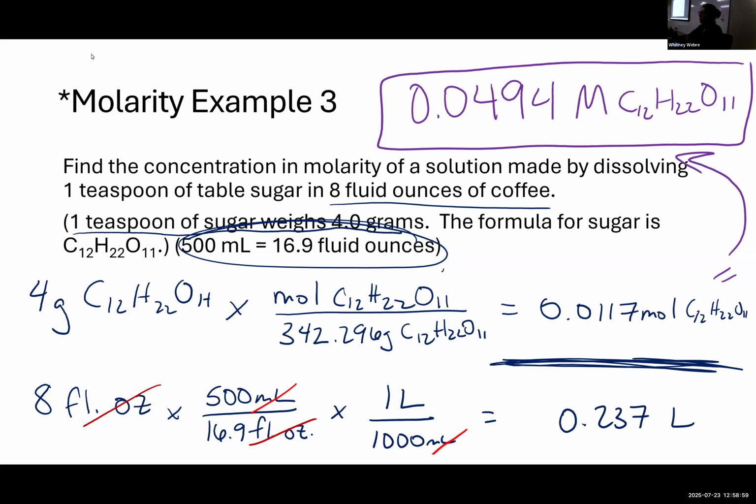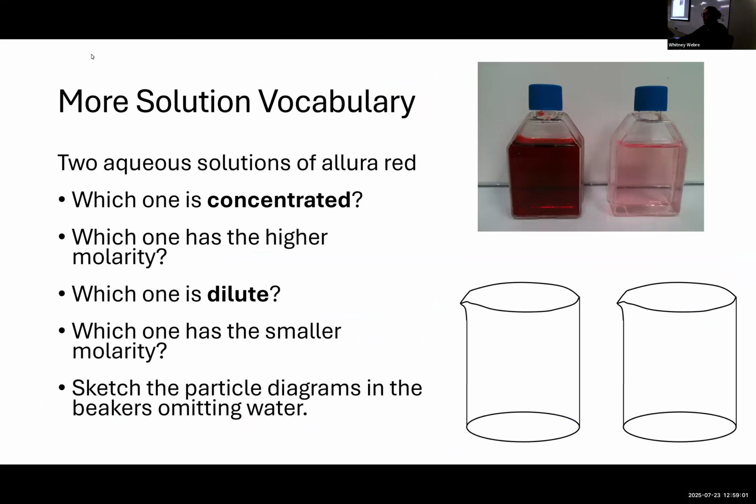Okay, let's move on. I kind of hinted at this before: concentrated versus dilute. Concentration tells you an amount of a substance. Concentrated means there's a lot more substance dissolved in a volume, and diluted means a lot less substance. In the picture in the top right, this is Allura Red. It's a chemical food dye that's used in a lot of stuff like candy or sports drinks.